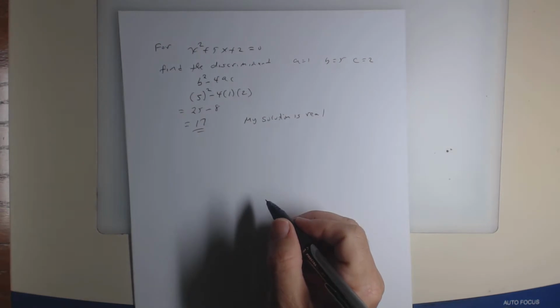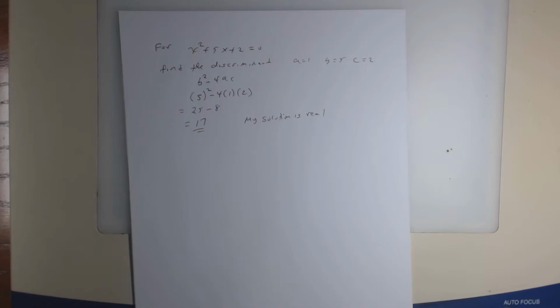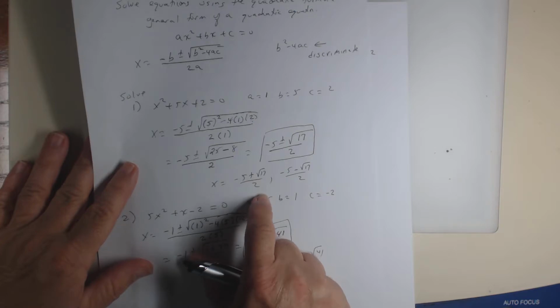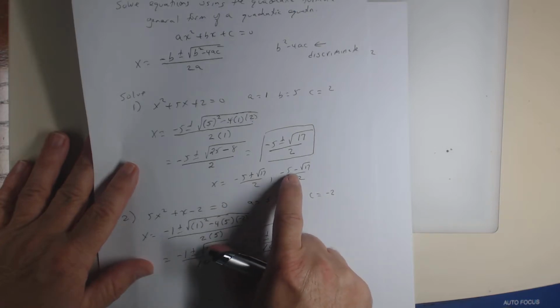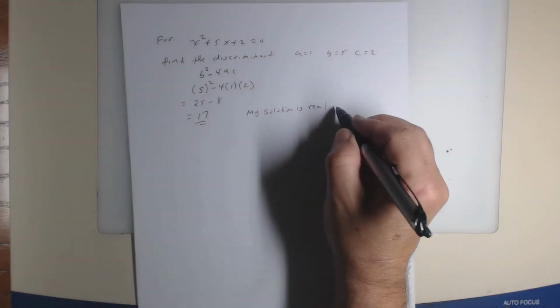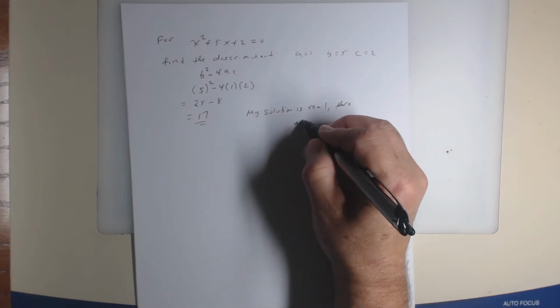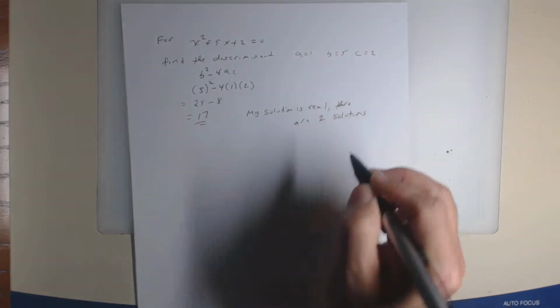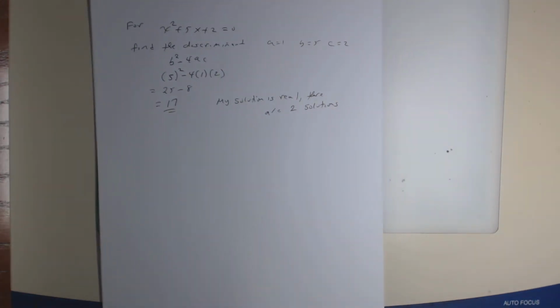And how many real solutions are there? 2, because of that plus and minus. Remember that? Plus and minus the square root of 17. So if you go back, there were 2 right here. Negative 5 plus the square root of 17 over 2. What was the other? Negative 5 minus the square root of 17 over 2. So you have 2 solutions. So my solutions are real. There are 2 of them.